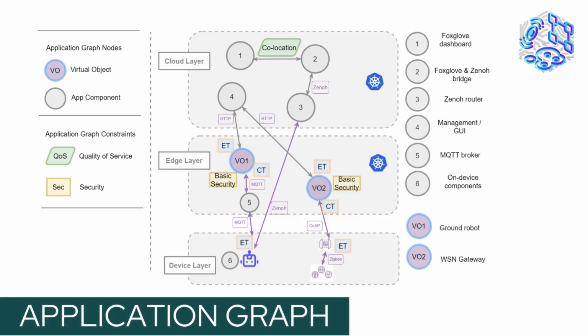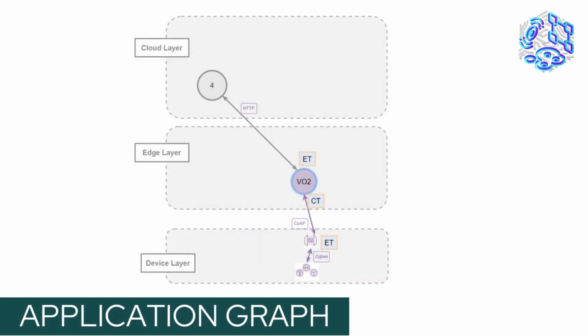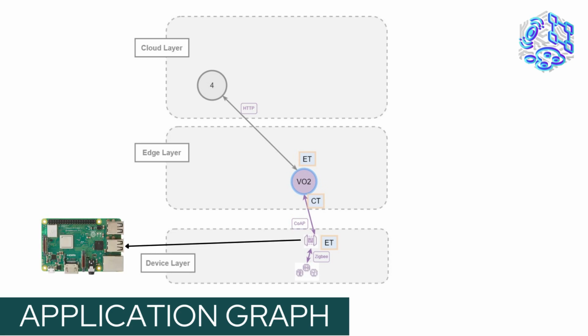In the full application graph, Node 4 represents our graphical user interface. Two VOs are communicating with it via HTTP. VO1 represents a ground robot, whereas VO2 represents the wireless sensor network gateway. In the rest, we focus on the VO stack implementation of the gateway.